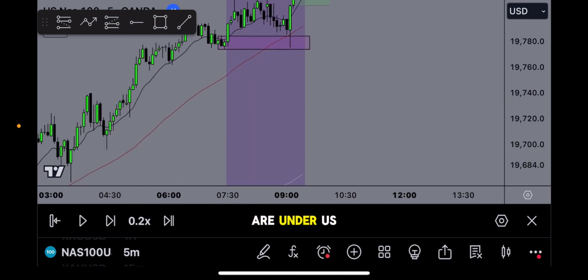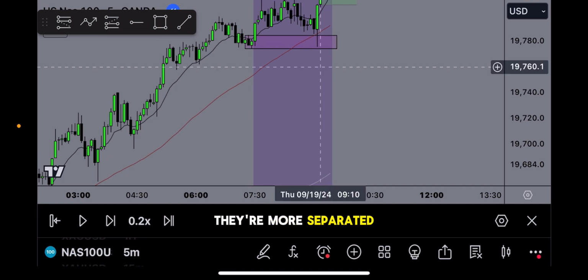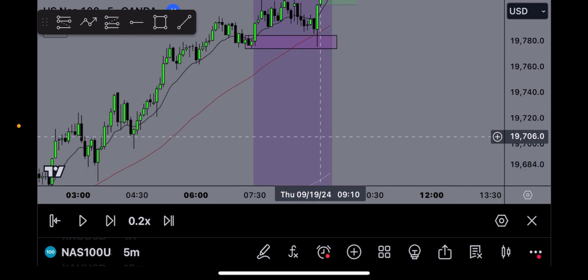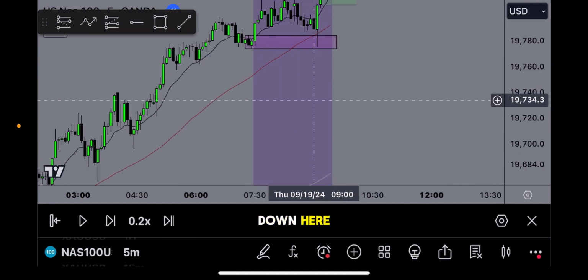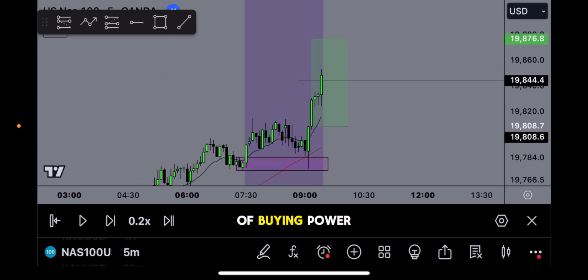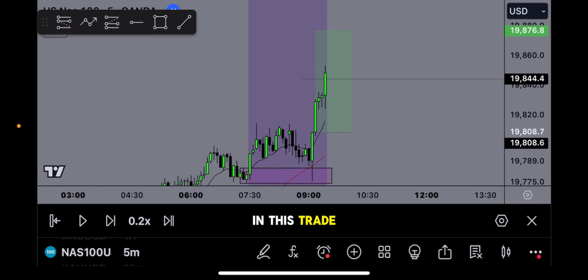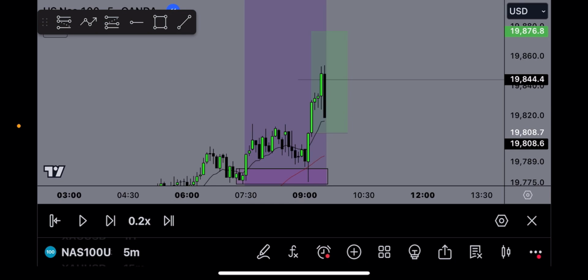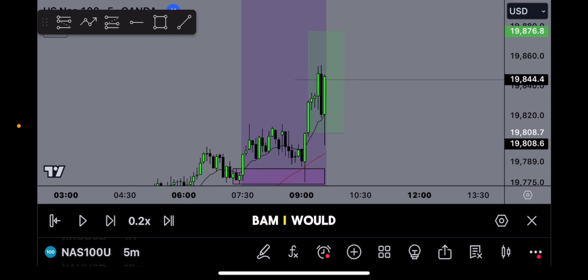And 3 MAs are under us, as we see. They're more separated than it was before. The 200 is all the way down here, so giving us a strong indication of buying power. I feel confident in this trade. Bam, I would have got clapped out, easy, no worries.